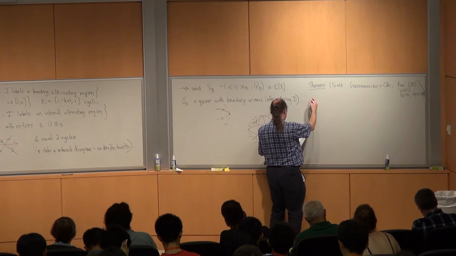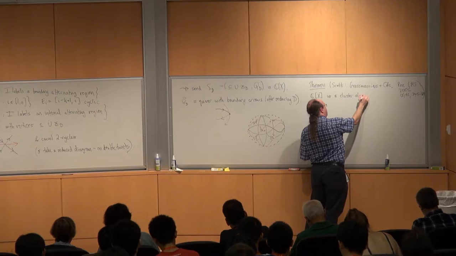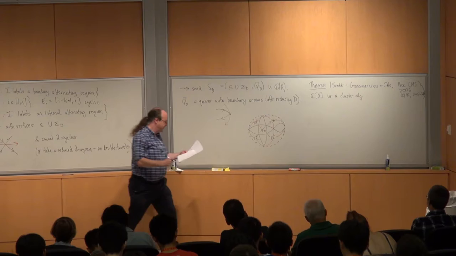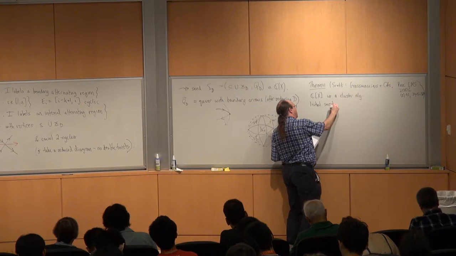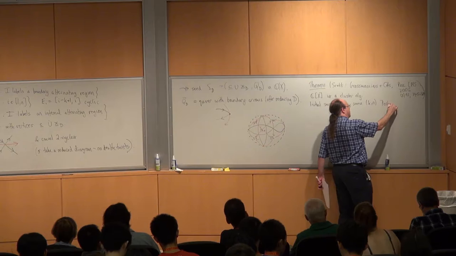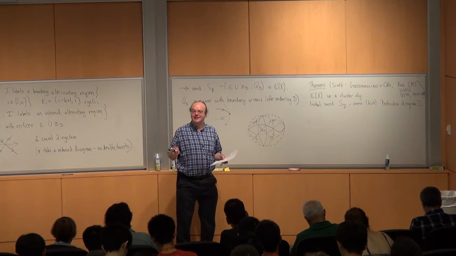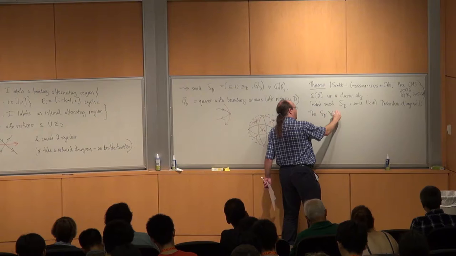So the homogeneous coordinate ring for the Grassmannian is a cluster algebra. And we could take S_D as an initial seed, for some Le diagram. Then all of the S_D' will be seeds, for all D' prime.